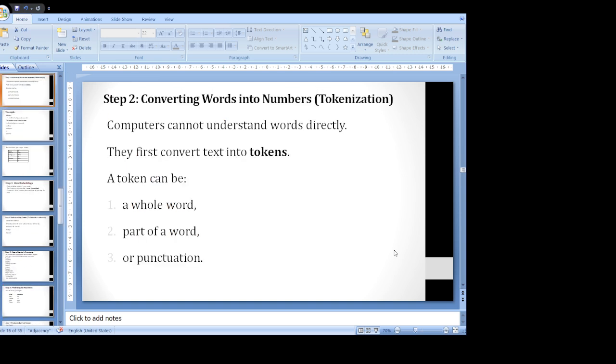Step two is how words are converted into numbers, which is tokenization. We all know about tokens. We can split the text into words or characters. Here, a token can be a whole word, part of a word, or punctuation.